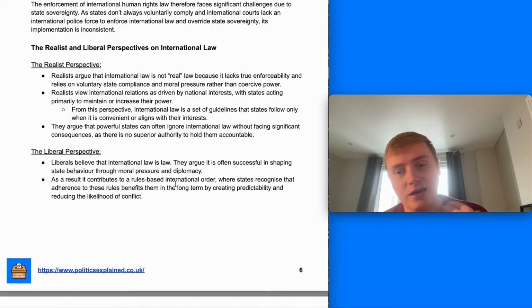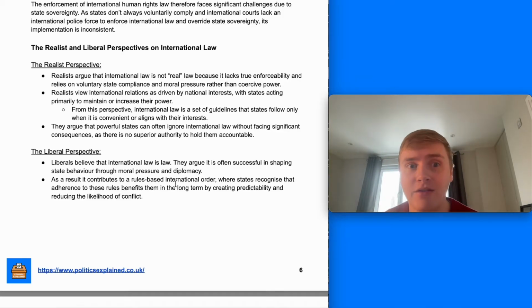So realists, including, for example, John Bolton, have very specifically made the argument that international law isn't real law, that it means nothing and it's not effective. This links into their overall view that state sovereignty is paramount. Nation states hold the most power and are the most important actors in global politics and international relations, and international institutions, IGOs, and international courts really have no power to constrain states. So they argue that international law isn't real law because it lacks true enforceability and relies on voluntary state compliance and moral pressure rather than the coercive power of a global police force, which there isn't.